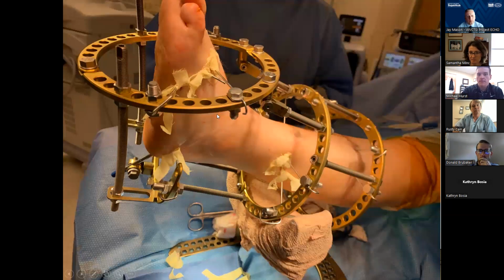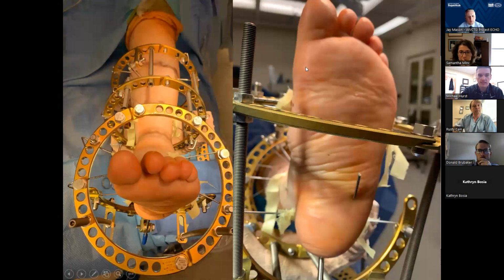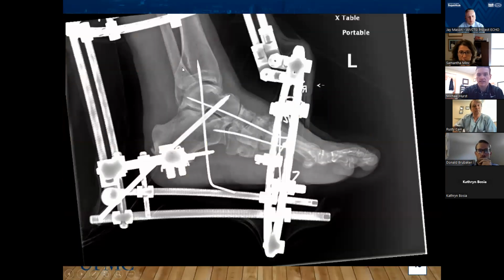So for her, this is something where we put in an external fixator. Typically, we like to use an external fixator first for procedures like this because with her A1C so high, she's at a high risk of infection, and we're able to reduce that deformity to get a better stable midfoot. So we have some x-rays here, but you can see now a vast improvement in the alignment of the foot.